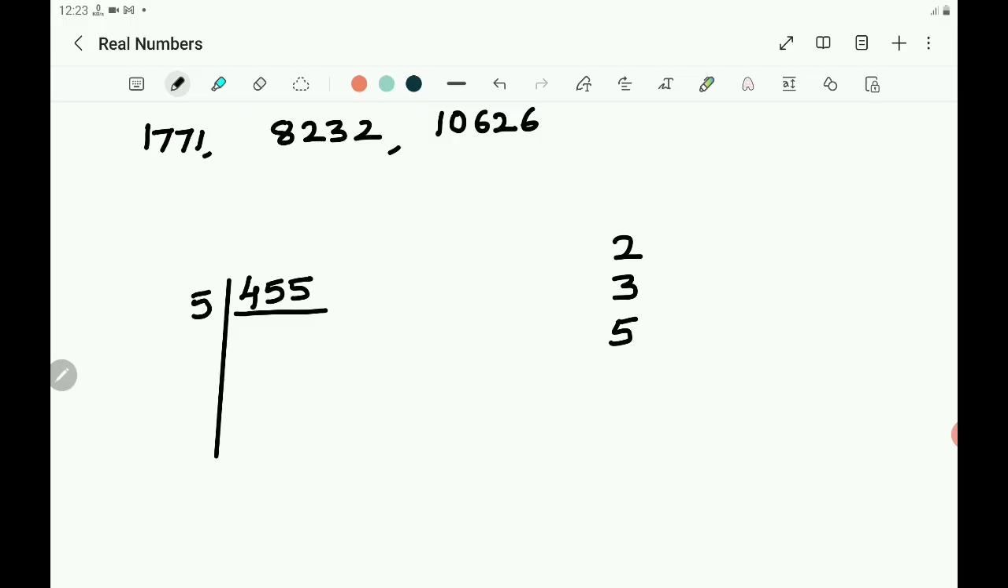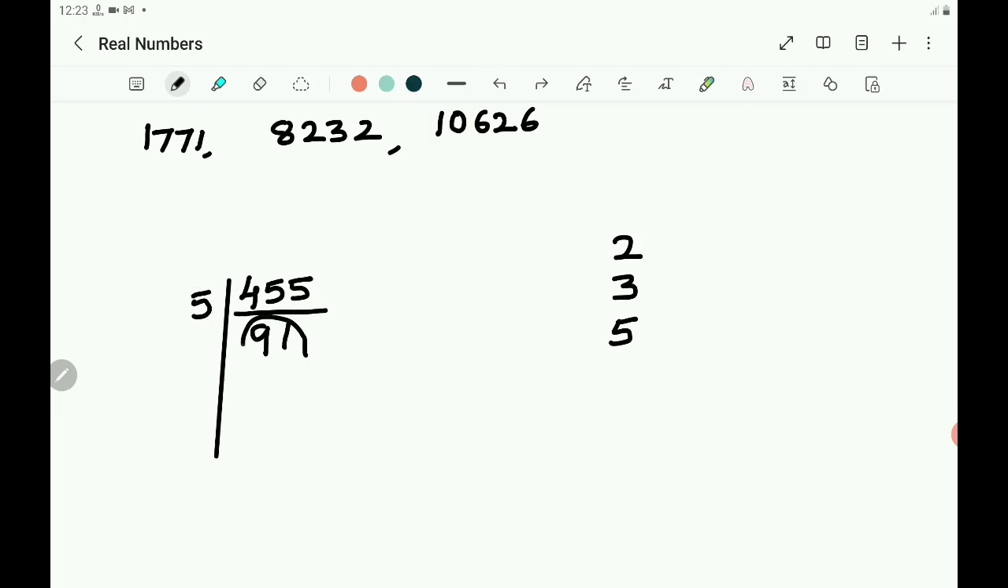Then 4 is smaller than 5, so you must take 45. You know that 5 nines are 45. Now what is remaining in the unit place? There is 5. Then 5 ones are 5. Now you got 91. 91 into 5 is 455.